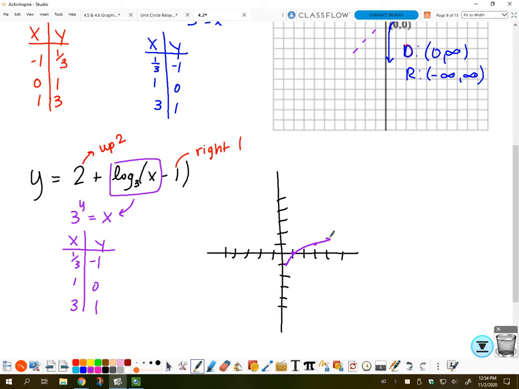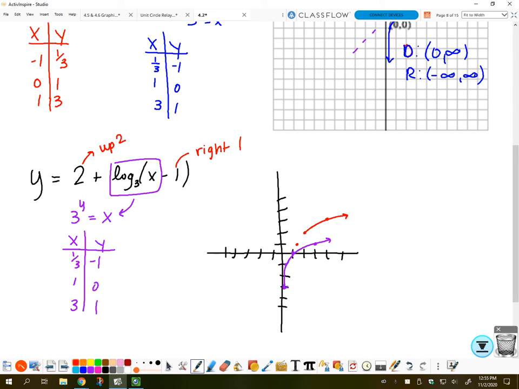So this is what it looks like without shifting it. And we're going to make our adjustment. So we're going to go up 2 and to the right 1, and then redraw our picture. And just like with those exponentials, you've got to remember that we moved, so our asymptote moves.